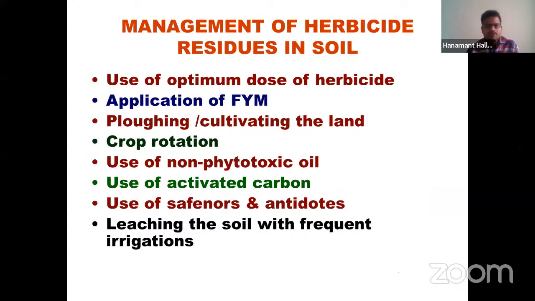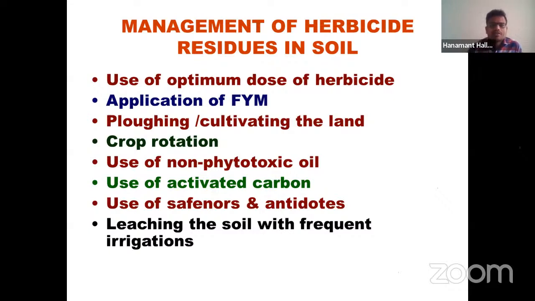Plowing or cultivating the land. So plowing and cultivating the land, some of the herbicide molecules get exposed to the light particles and they undergo photodecomposition. So from that process, some of the herbicide molecules get deactivated or the activity will get reduced. Then crop rotation. Again, crop rotation reduces the activity of herbicides in the soil.